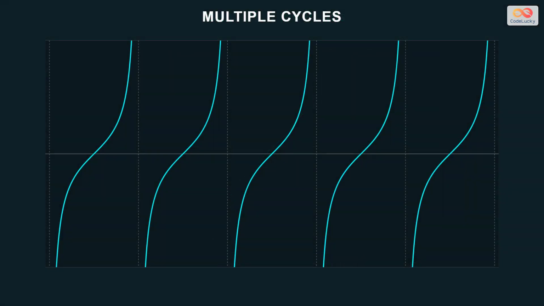Since the function is periodic, this shape just copies and pastes itself forever in both directions. You see identical curves separated by vertical asymptotes. This represents the cyclic nature of the tangent ratio as we rotate around the unit circle multiple times.